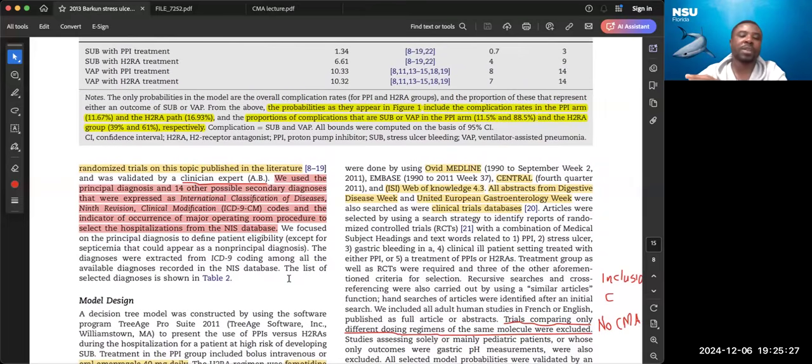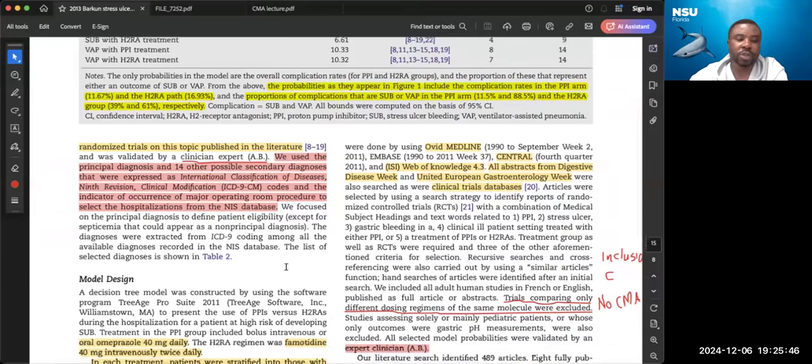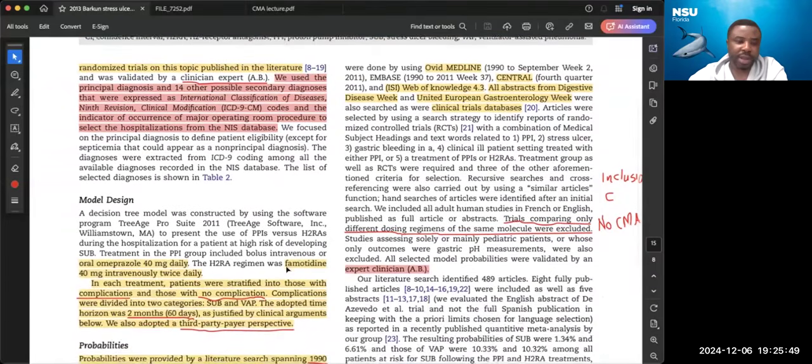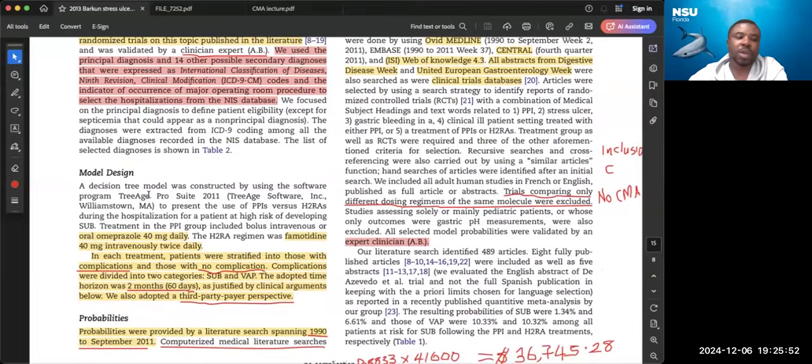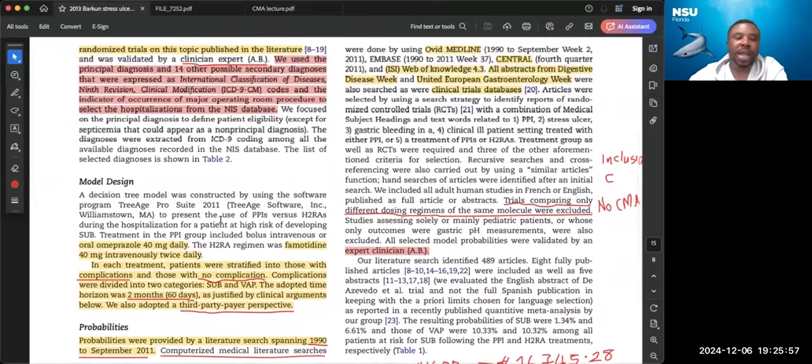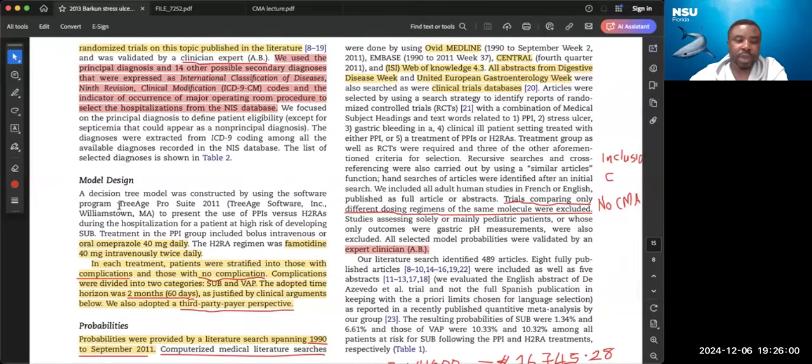So they first of all looked through the NIS for the number of patients that they were looking for, and they used the randomized clinical trial to help with the diagnosis. They used the ICD-9-CM codes to help with the diagnosis as well. For the design of the research, they did a decision tree, which we'll talk about very soon because I have it here. With the decision tree, they used this program here to do it.